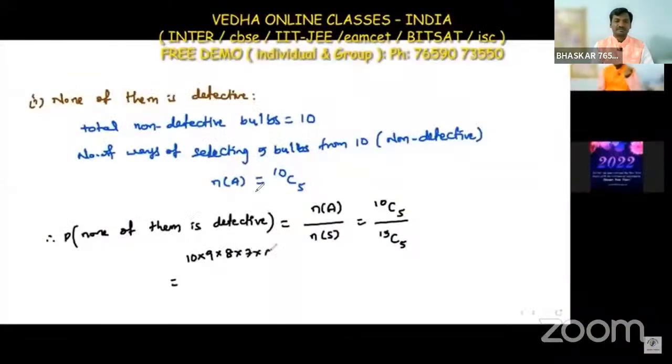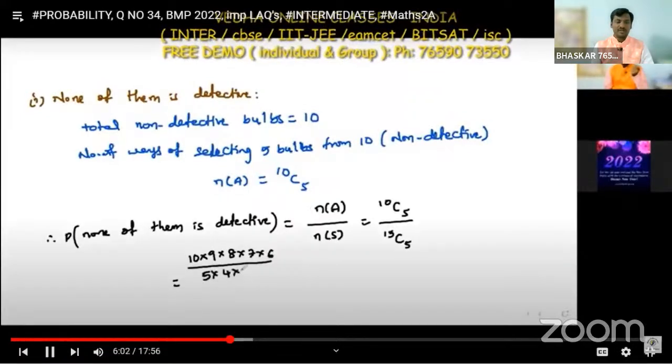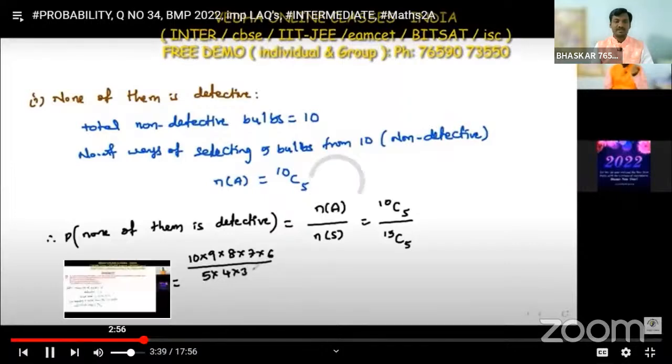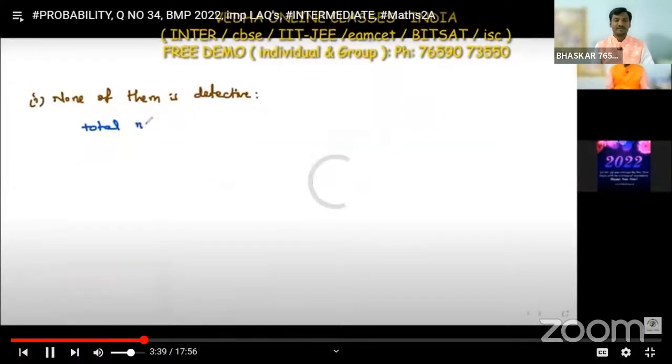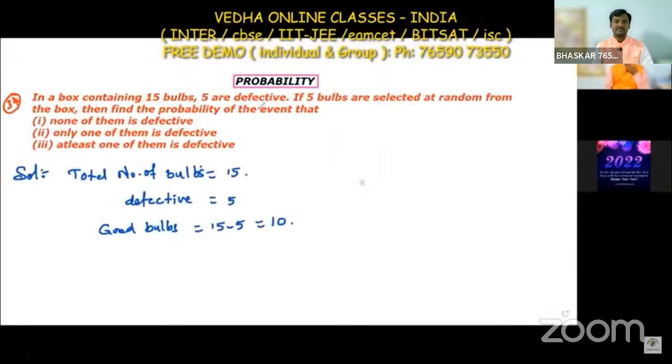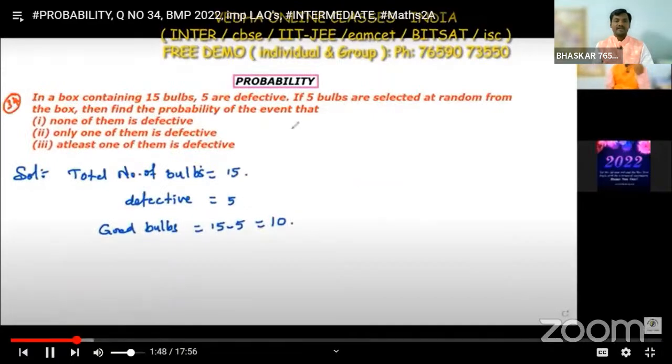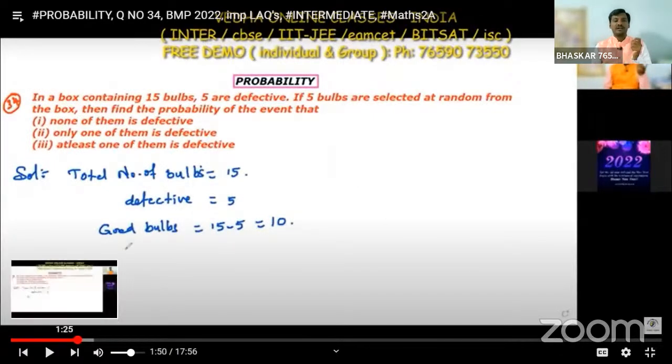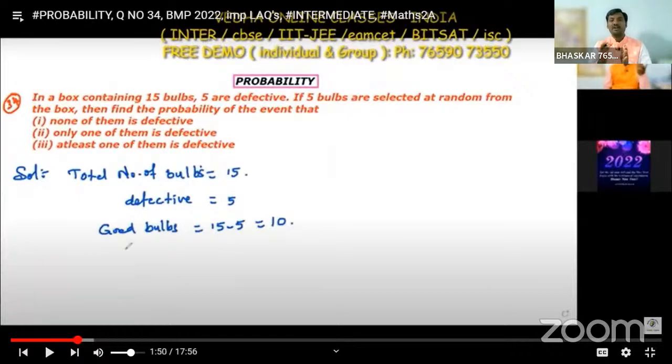Let us look at the question. In a box containing 15 bulbs, 5 are defective. If 5 bulbs are selected at random from the box, then find the probability of the event that none of them is defective, only one of them is defective, at least one of them is defective.